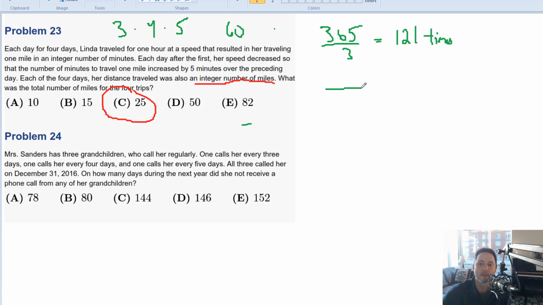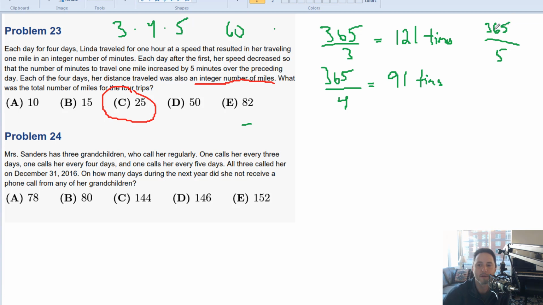Okay, and then the next dutiful grandchild is going to call every 4 days. And they're going to go, let's see, 4 goes into 365, 91 times. 91 times. And then the rotten grandkid, 365 divided by 5. Is that right?